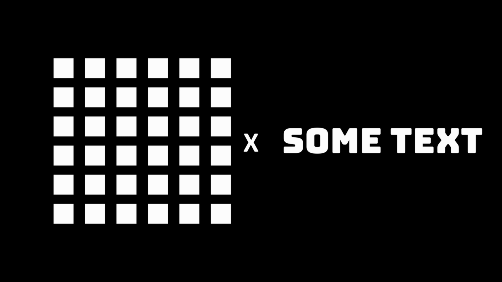Here are the basic steps we're going to take to achieve this. Generate white squares on a black background. These will be our pixels. Multiply a black and white texture with our squares. This will render the texture as pixels. Use a panner to move the texture around. And finally, multiply everything by the color we want our sign to have.